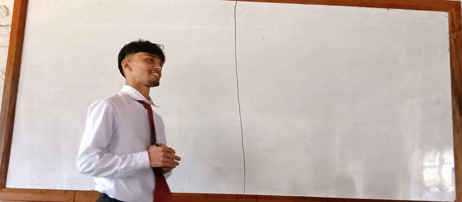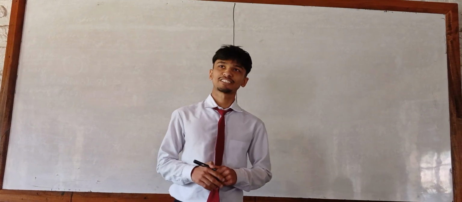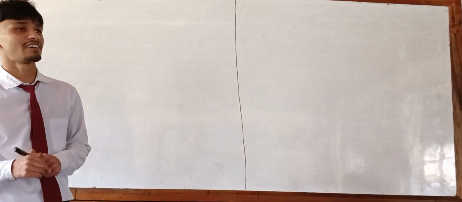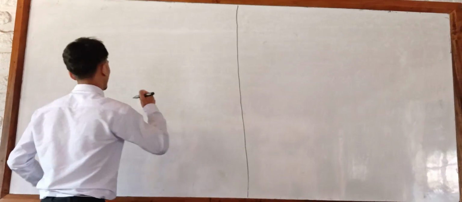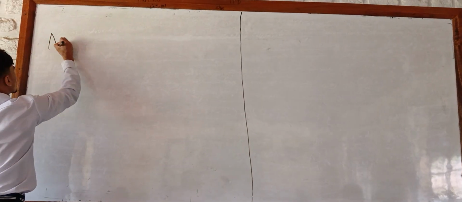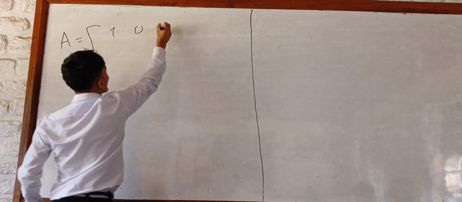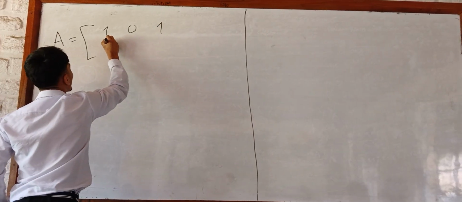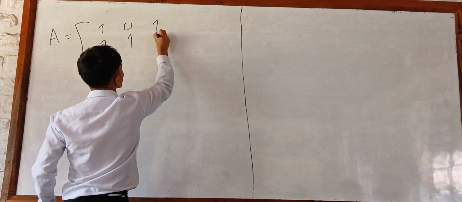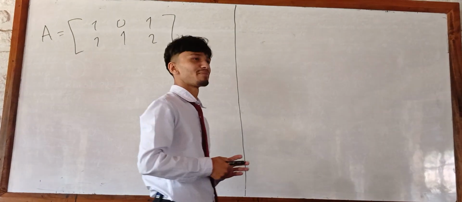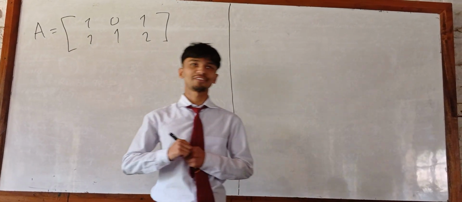What is a matrix? A matrix is the representation of numbers in the form of rows and columns, which is enclosed by a square bracket or a round bracket. For example, A is equal to 1, 2, 2, 1, 2. This is an example of a matrix. We have been studying it from the previous classes.